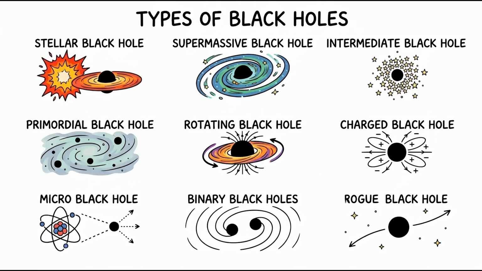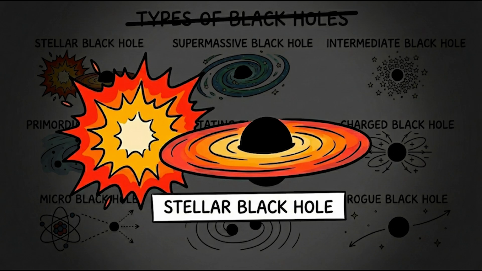There isn't just one type of black hole. There are actually several kinds, and they form in very different ways. So let's go through them one by one. First up, stellar black holes.